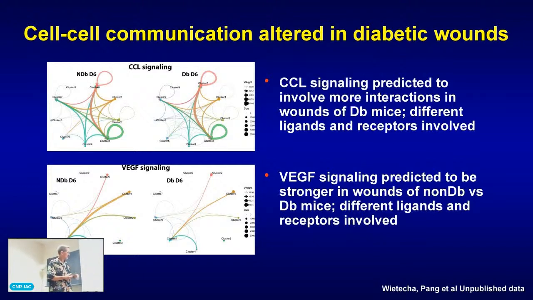It's very strong in non-diabetic mice, impaired in the diabetic mice. And it's known that angiogenesis, new vessel formation in diabetic wounds, is impaired. So these predictions make some sense to us, and some of them we're going to try to follow up on, because it gives you predictions about different family members that might be involved in the actual signaling pathway.